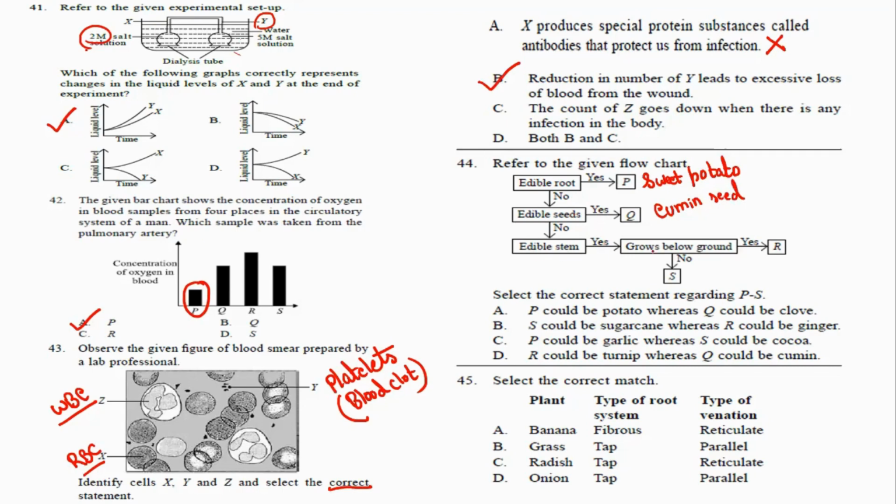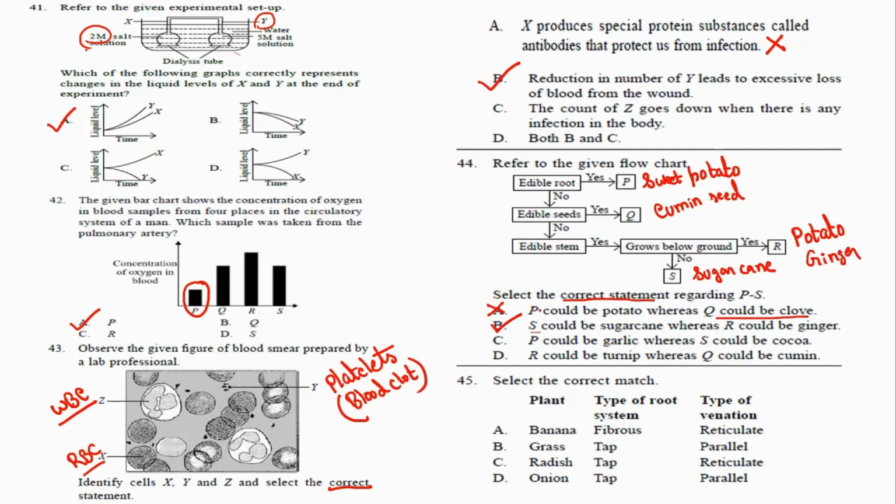Edible stem, yes. Grows below the ground, yes, is R. Below the ground stem, that is potato. And above the ground, that is S, that we can take as sugarcane. So we have to find the correct statement. Let's see. P could be potato, whereas Q could be clove. Q could be clove, it is fine. But potato, wrong. B says S could be sugarcane, yes, whereas R could be ginger, yes. Potato, ginger, all these are underground stems. Okay, so this is our correct answer, right?